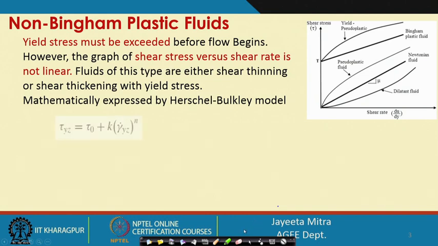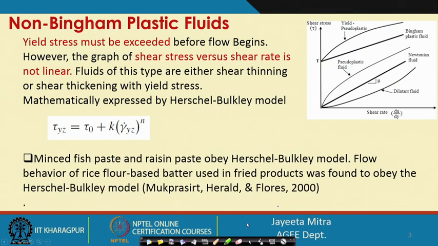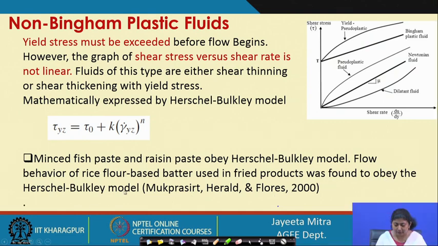This kind of phenomenon can be mathematically expressed as the Herschel-Bulkley model, that is tau yz equals tau 0 plus k into gamma dot yz to the power n. Examples are minced fish paste and raisin paste, which obey the Herschel-Bulkley model, and the flow behavior of rice flour based batter, because sometimes we use rice flour based batter for preparing different snack items or fried products. So, they will follow the Herschel-Bulkley model, that means the non-Bingham plastic behavior.